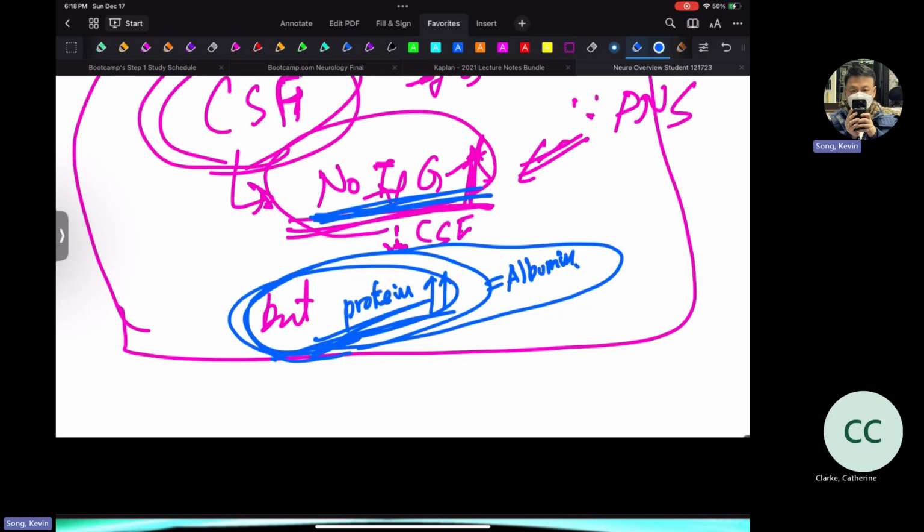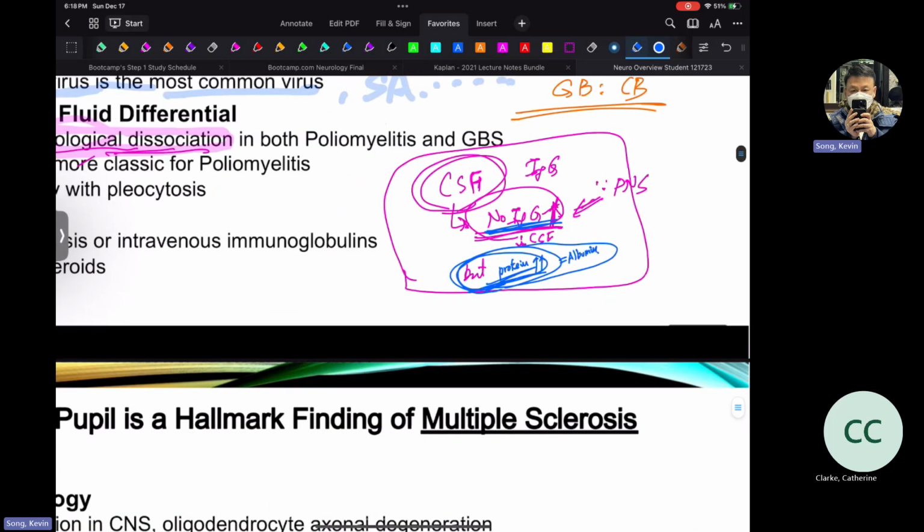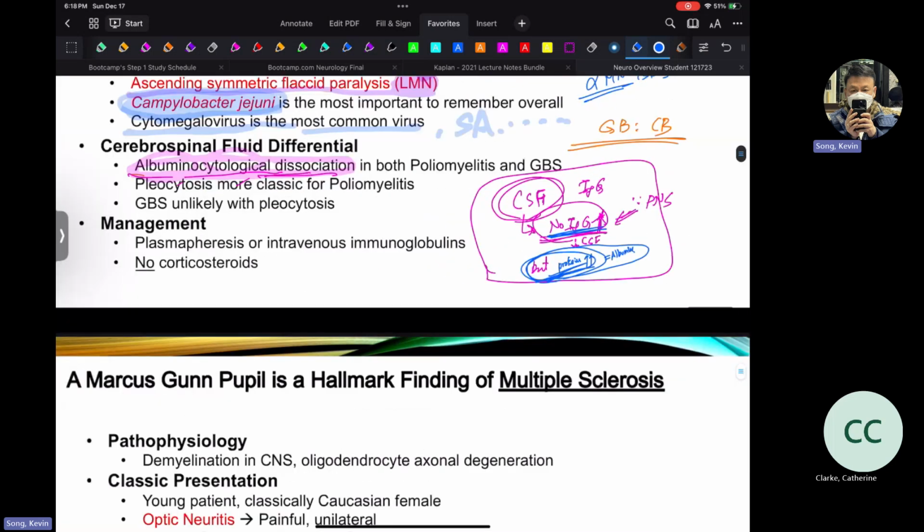You will see albumins, because albumin is the most common protein, right? So the albumin inside the CSF increases, but no actual antibodies are coming into the CSF, because it's not a problem with the CNS, it's a problem with the PNS. Do you understand this? Understanding this will make your life much easier than just memorizing names like albuminocytological dissociation.